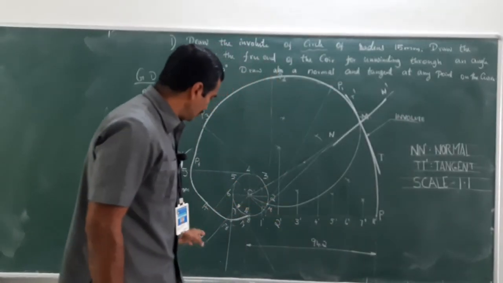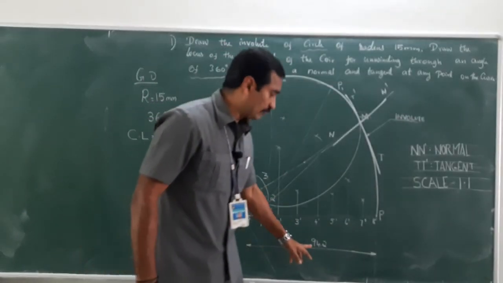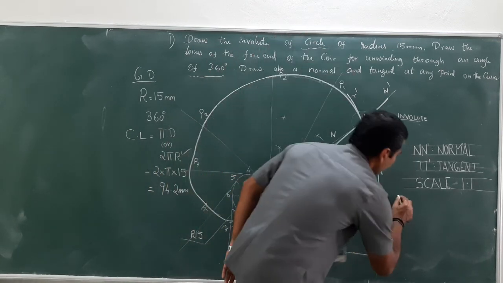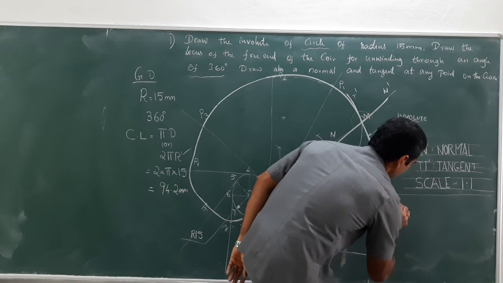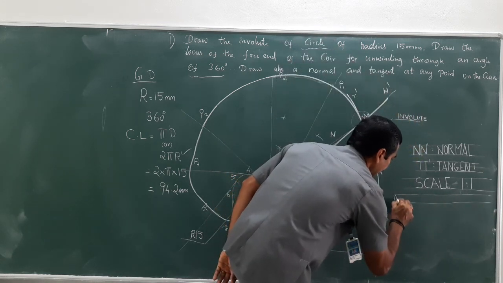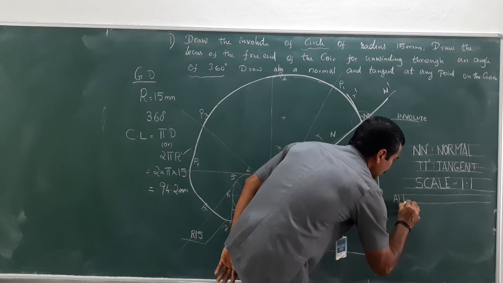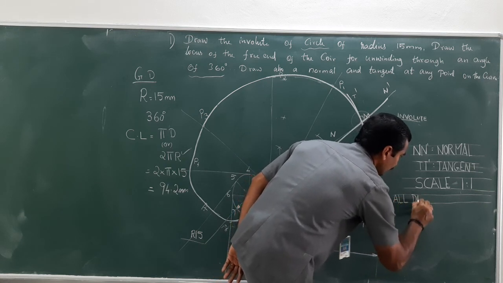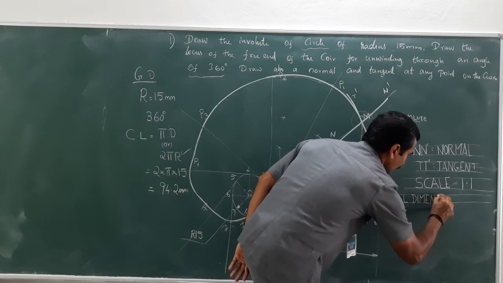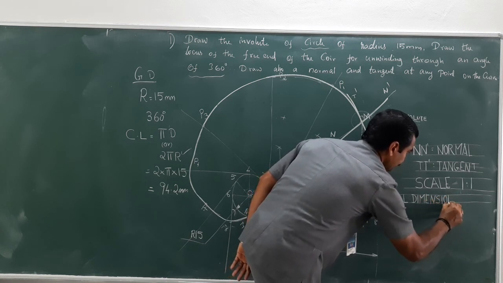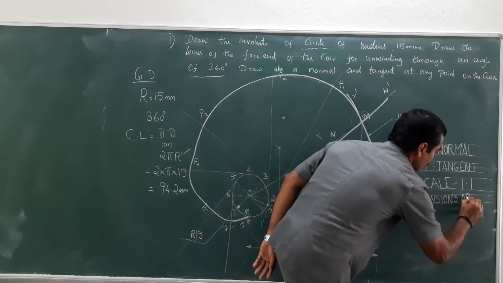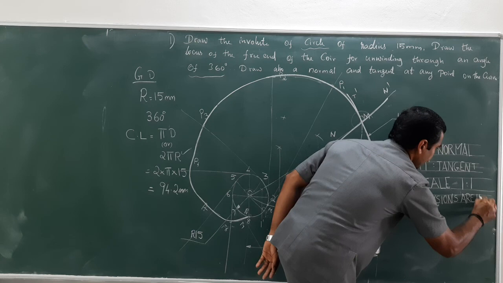Then what about the dimensioning? Here R15, 94.2. What would be the unit of this dimensioning? That also needs to be captured here by drawing the guideline of 5 mm height. All dimensions are in mm.